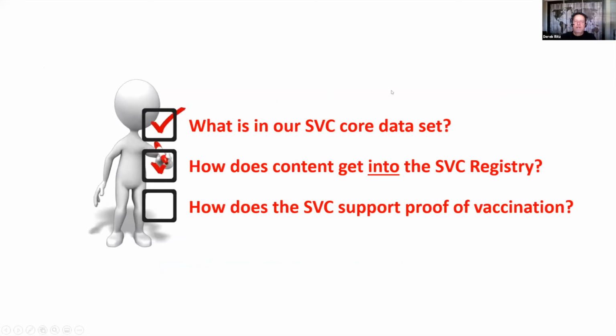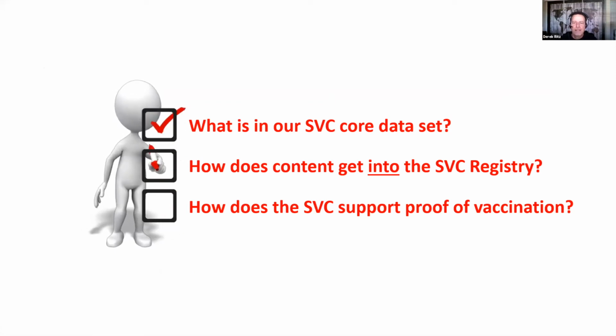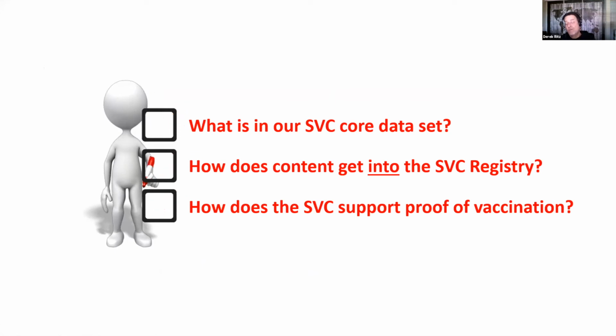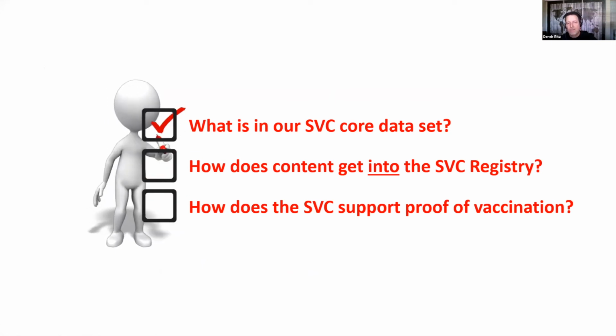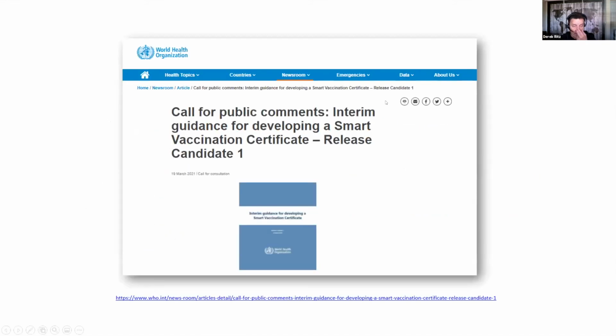The things I'm going to cover here: what's in the Smart Vaccination Certificate or SVC core data set. How does content get into a Smart Vaccination Certificate registry? We're now referring to it as a registry service in the upcoming release because it's not necessarily a database. It might be an abstraction that goes and gets content from other databases, a federation of databases. And then how does the SVC support proof of vaccination?